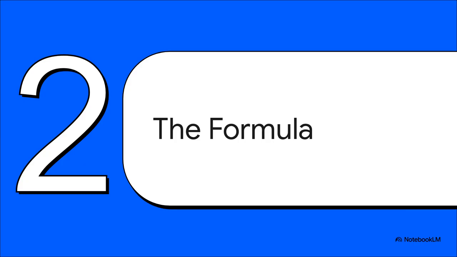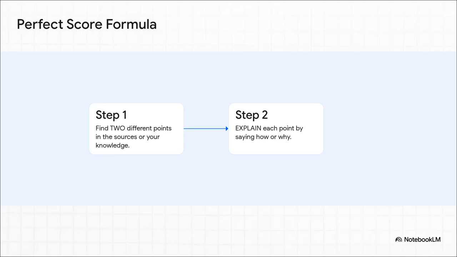Okay, so we've cracked the code of the rubric. We know what they're looking for. Now let's turn that knowledge into a super simple formula that you can use on test day. No sweat. Seriously, it's just 2 steps. Step 1, find 2 different points. You can get these from the documents they give you or just from your own brain, from what you've learned. Step 2, explain each of those points. Tell them how or why. That's the whole formula. Find 2, explain 2.